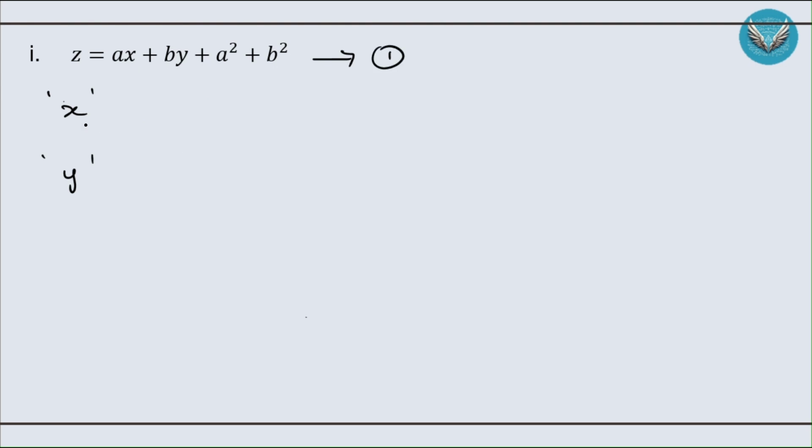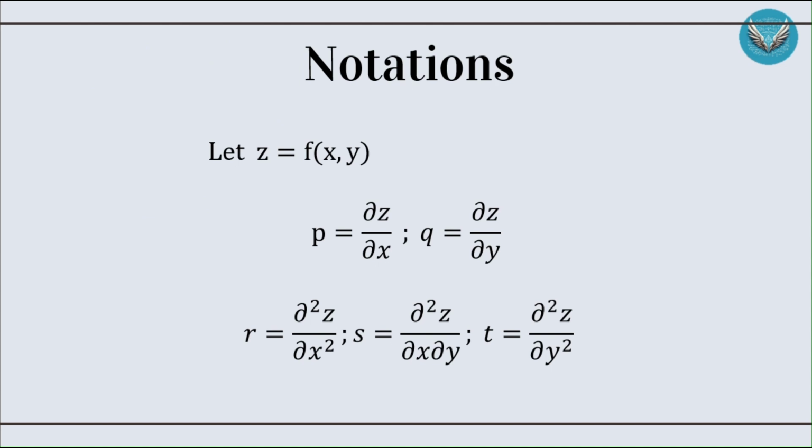Let us differentiate partially with respect to x on both sides. The left side is dou z by dou x, which is equal to a into 1. The remaining terms are considered as constants, so they become 0. Similarly, partially differentiating with respect to y, the left side is dou z by dou y, which is equal to b. By the usual notation, dou z by dou x can be replaced as p and dou z by dou y can be replaced as q.